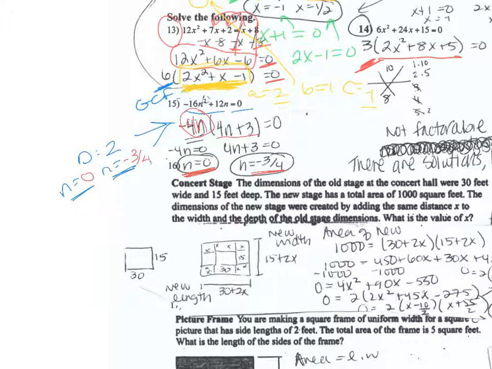A lot of you got n is -3/4, but I bet some of you forgot n is 0. Remember, there's 2 answers, so if you only have 1, go, oh yeah, the GCF in front, if it has an x or a variable, that's why I have a second answer. That's where it comes from.